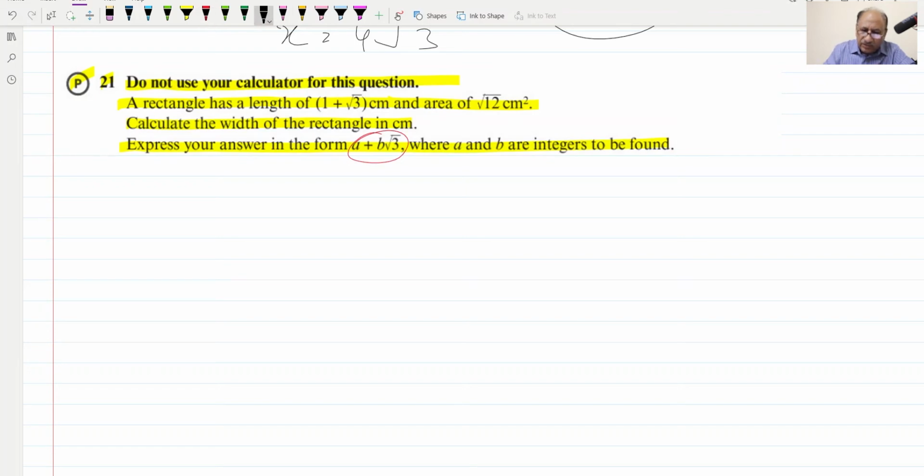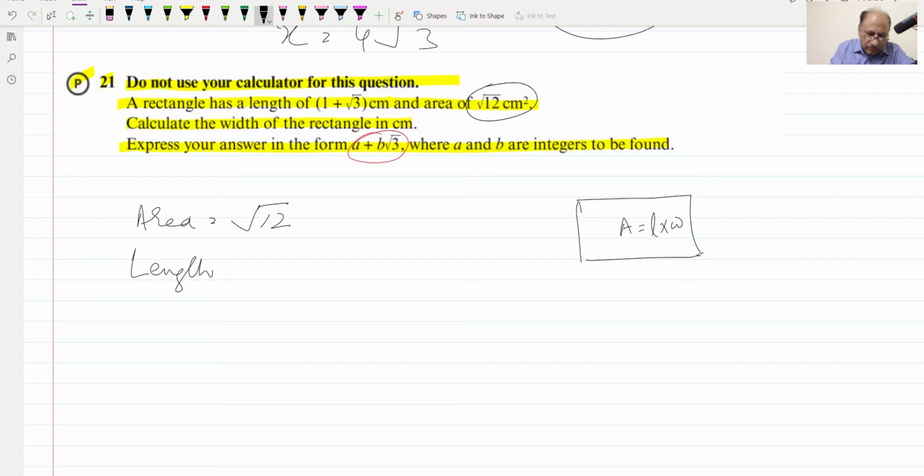Area of a rectangle is equal to what? Area will be equal to length into width. The rectangle has a length provided, and the area is given, which is under root 12, and the length is 1 plus under root 3.